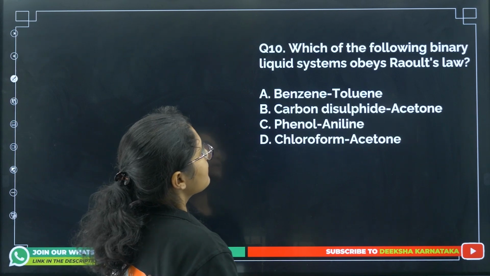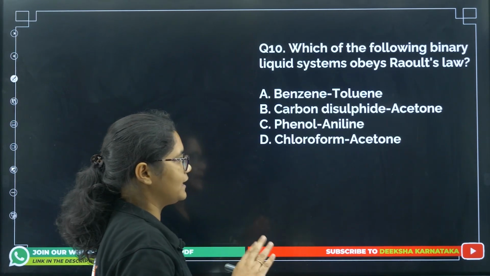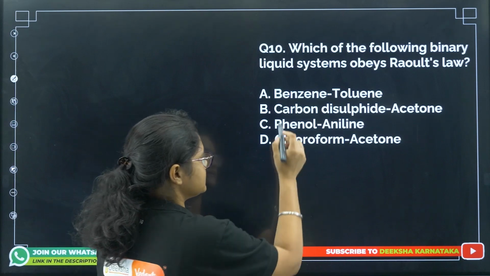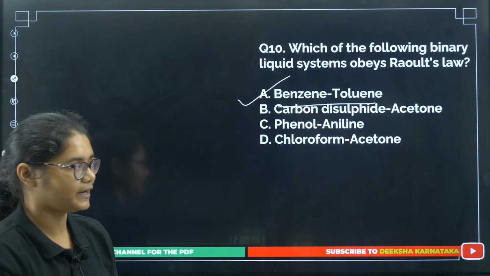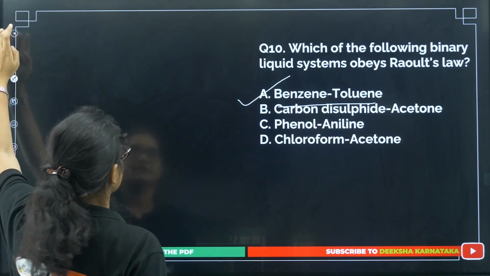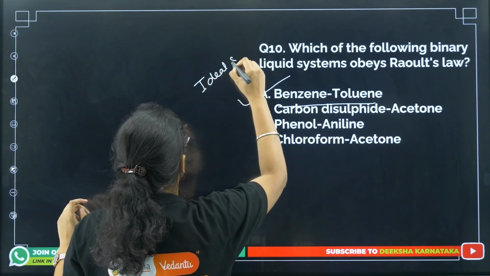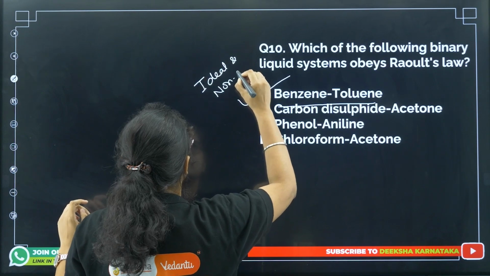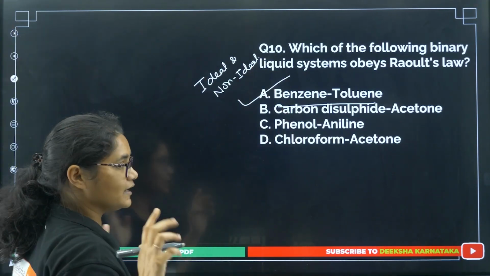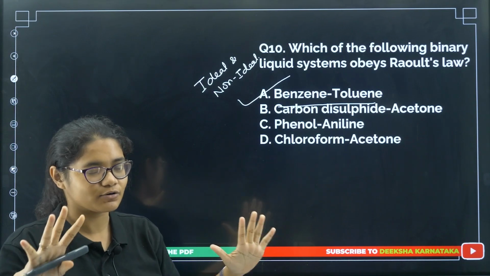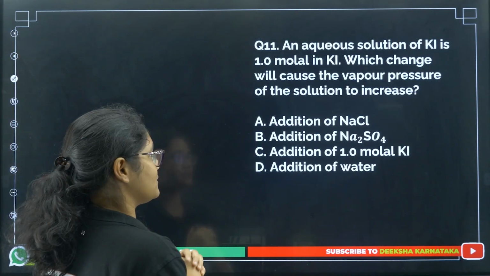Which of the following binary liquid solutions obey Raoult's law? So heptane, hexane and benzene, toluene examples are given. So the correct answer for this question is option number A. Direct answer. Direct example based question. Again, this is also from ideal and non-ideal solutions topic, right? Okay. Now we have completed the first 10 questions. Please comment down your scores out of 10, how much you have got. Now let us move to the next 10 questions, that is question number 11.